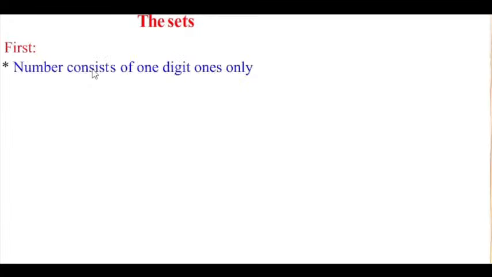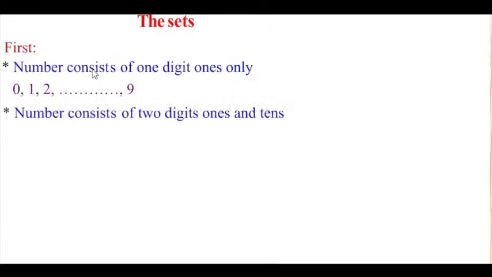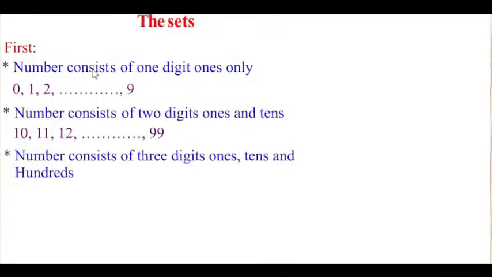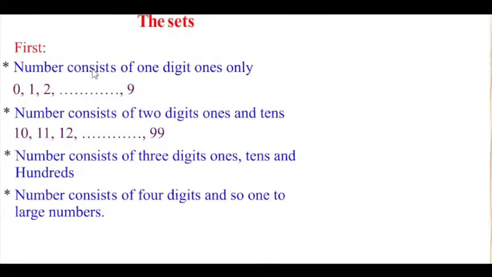Unit 1. Introduction. We studied before the numbers which were in the form of: first, a number consisting of one digit, ones only, 0, 1, 2, up to 9. A number consisting of two digits, ones and tens, 10, 11, 12, up to 99. A number consisting of three digits, ones, tens, and hundreds. A number consisting of four digits, and so on.